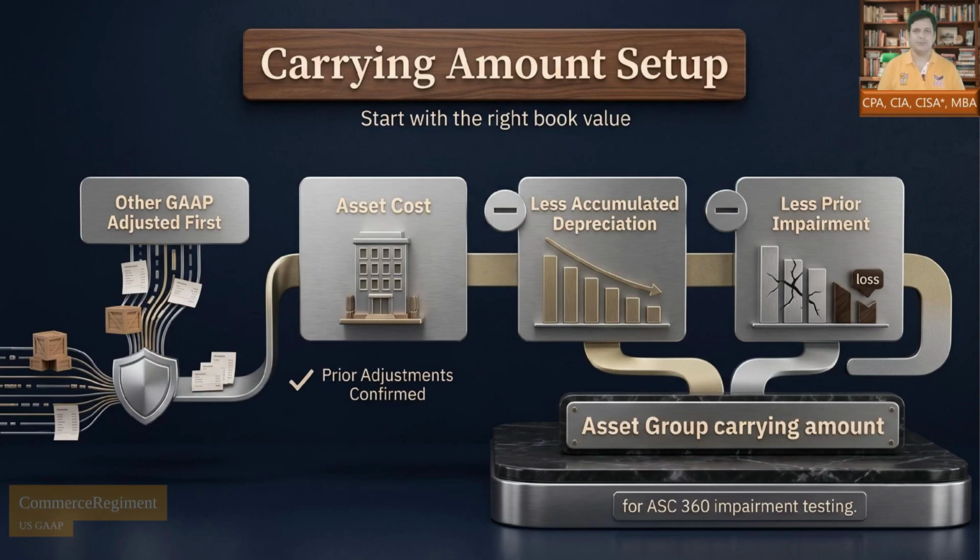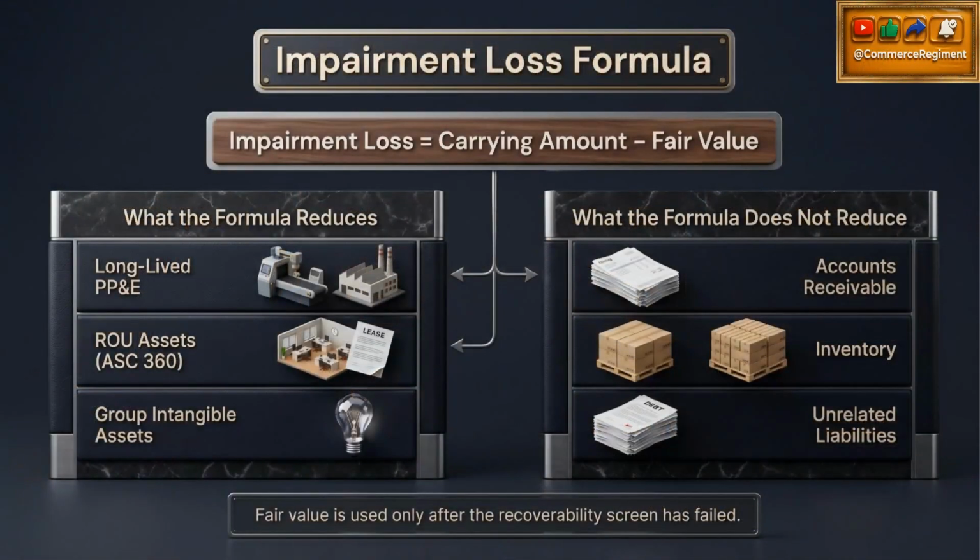Also, make sure assets and liabilities governed by other US GAAP guidance have been adjusted first. Receivables, inventory, investments, pensions, or other items do not wait for ASC 360 if their own standards require measurement. A clean carrying amount is the foundation for a clean impairment calculation. The core formula is straightforward. Impairment loss equals carrying amount minus fair value. But remember the condition. This formula applies only after the recoverability screen has failed. The loss reduces long lived assets in the group, such as property, plant, equipment, right of use assets within the ASC 360 scope, and finite lived intangible assets if included in the asset group. It does not reduce receivables, inventory, or unrelated liabilities. Those items follow their own accounting models.